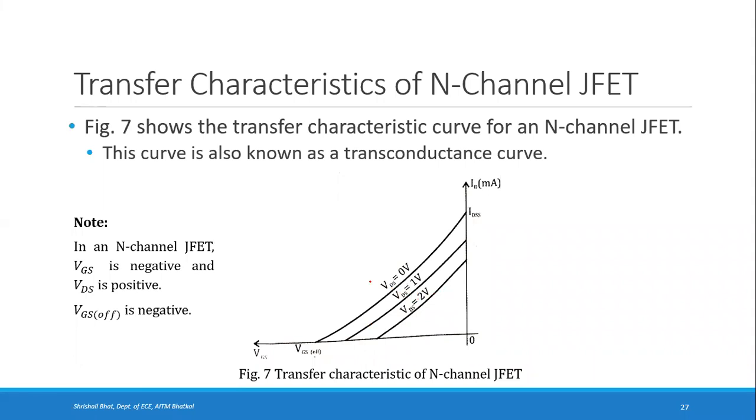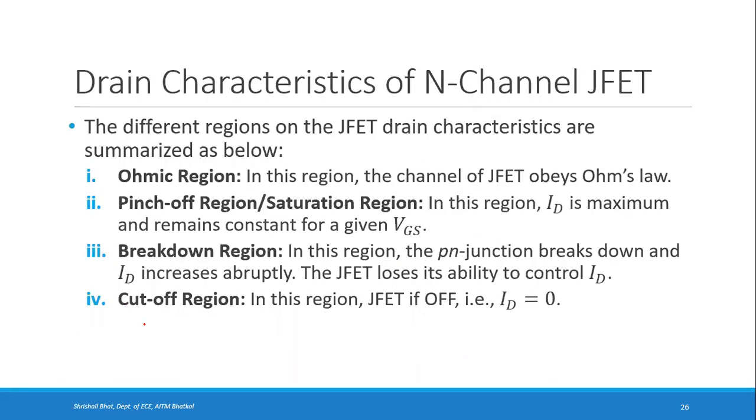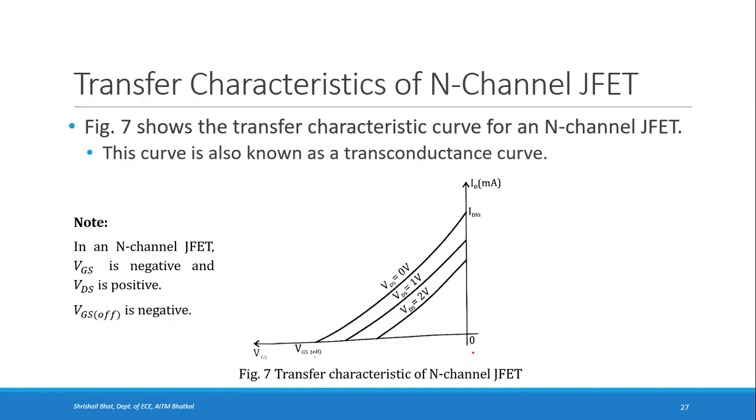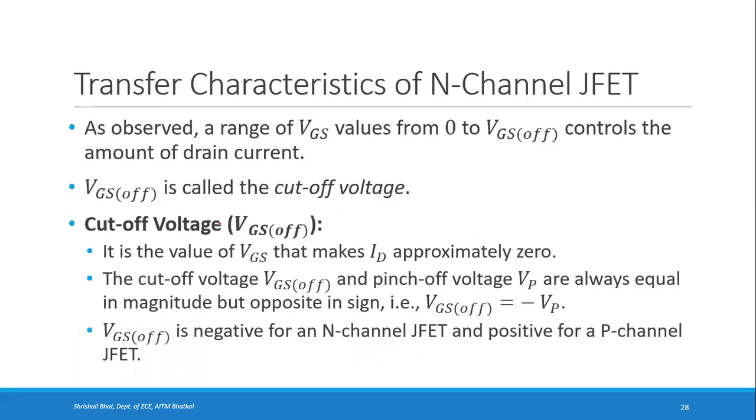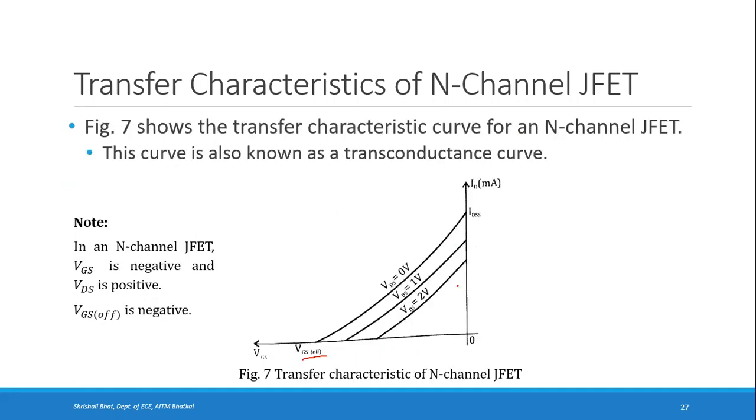What you should remember is, in an N-channel JFET, VGS is negative always, so it is in the negative direction, and VDS is positive. So VGS off, in the case of an N-channel JFET, is negative. The value of VGS off will be equal in magnitude to the pinch off voltage, but pinch off voltage will be positive, whereas VGS off will be negative. As observed, a range of VGS values from 0 to VGS off controls the amount of drain current. You can see the changes in the drain current.